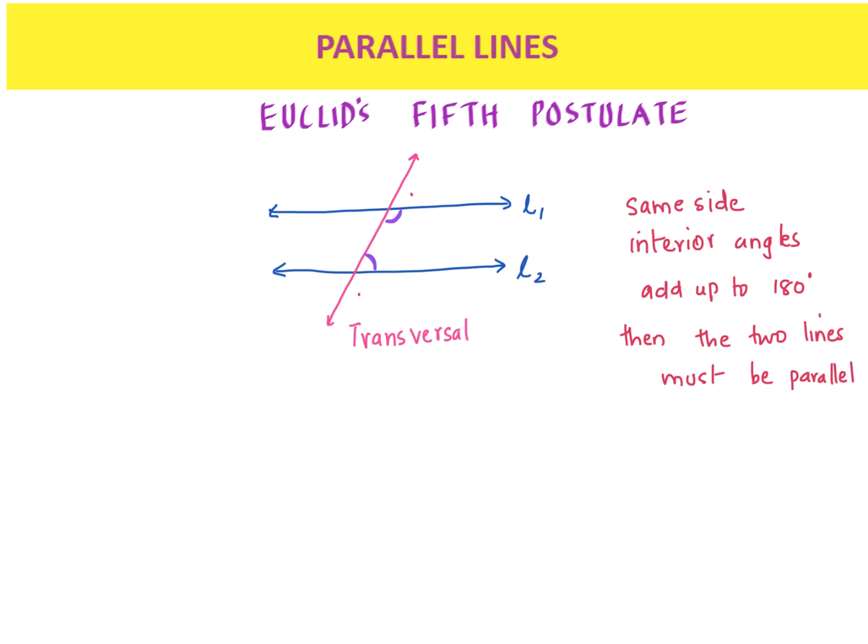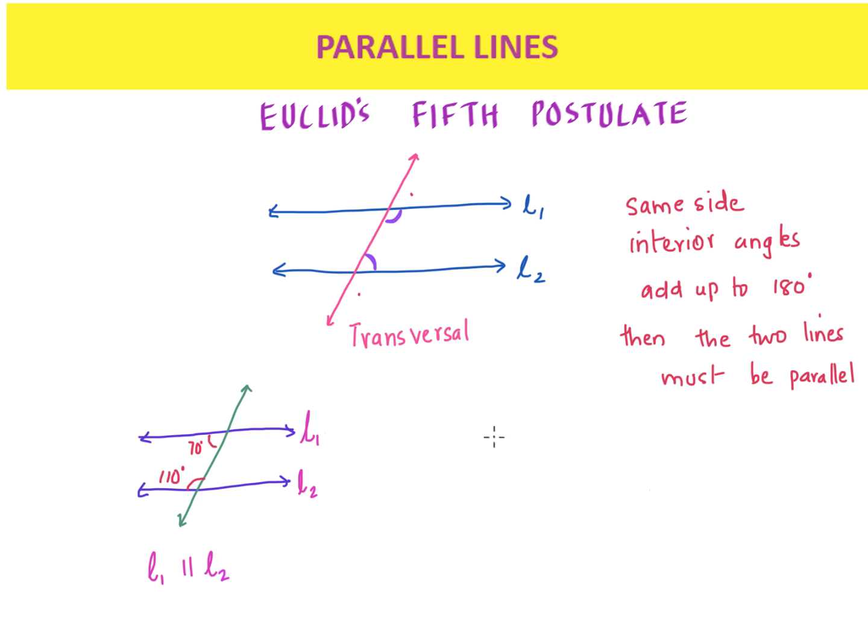So let's look at two examples. Let's draw two lines here, and it's cut across by a transversal like this. And say this is 70 degrees and this is 110 degrees. Now if we call these lines L1 and L2, then these two lines are parallel to each other, and we would write that as L1 is parallel to L2.